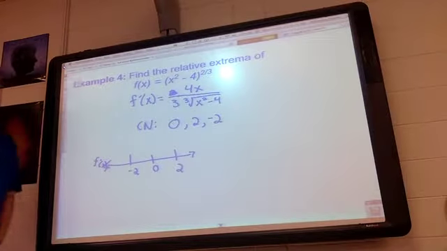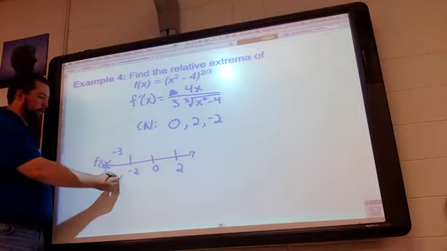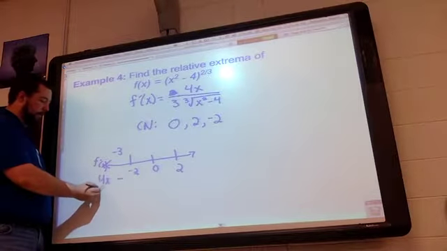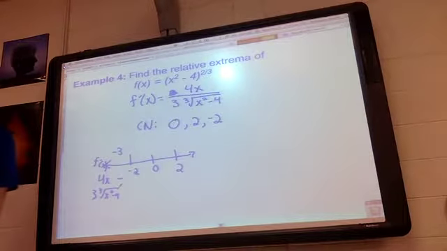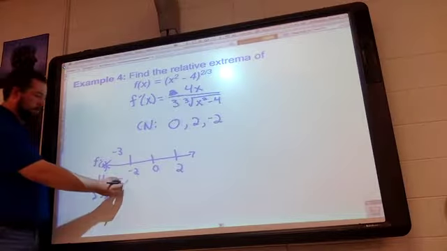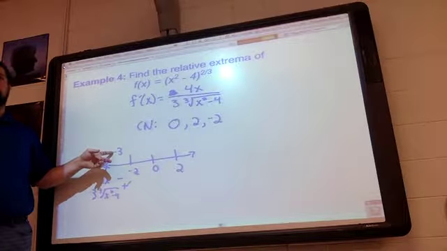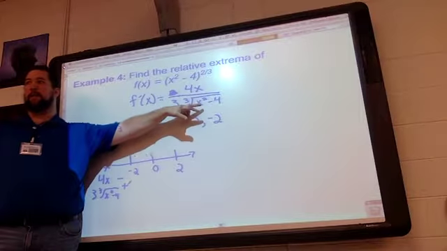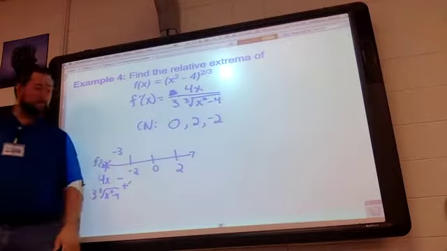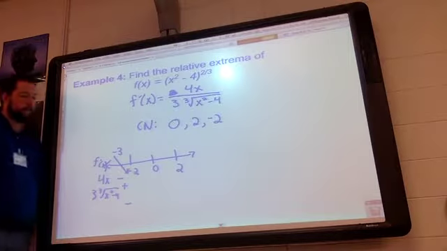All right, we start plugging some stuff in. Something less than negative 2, say negative 3. That would make the top negative. The bottom, we have 3 times the cube root of x squared minus 4. Negative 3 squared is 9, minus 4 is 5. 3 times the cube root of 5 is positive. So overall, it's negative.